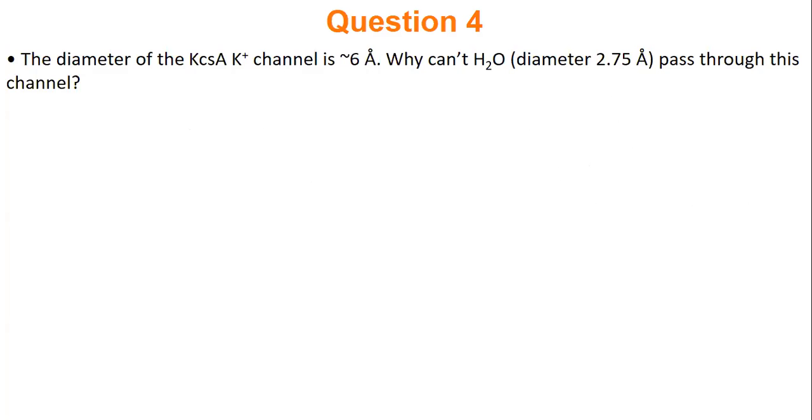So here's something I kind of did mention, and I think that was getting to the question that was posed. The diameter of our potassium channel is 6 angstroms. Water is 2.75 angstroms. So it is smaller than our opening, right? Let me make a little diagram. If our opening looks like that, 6, water is basically this size. So in theory, it should be able to fit through that box, but it can't.